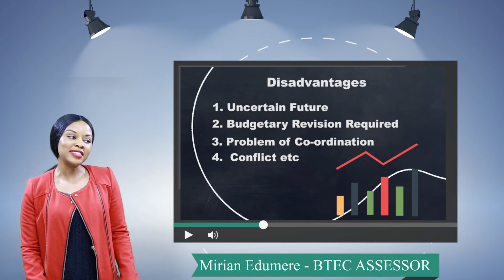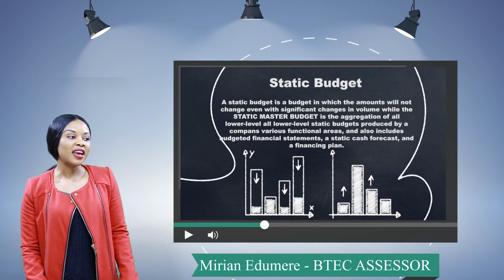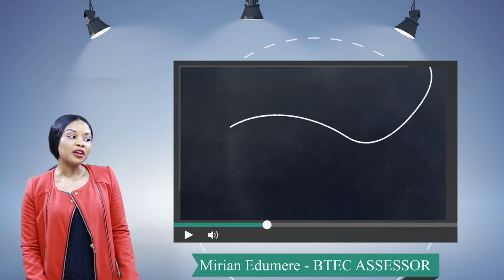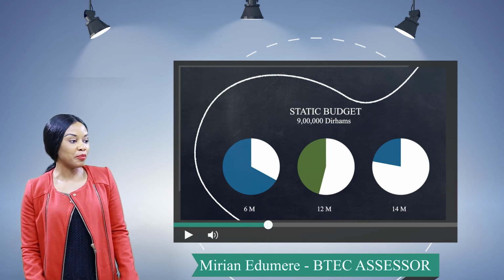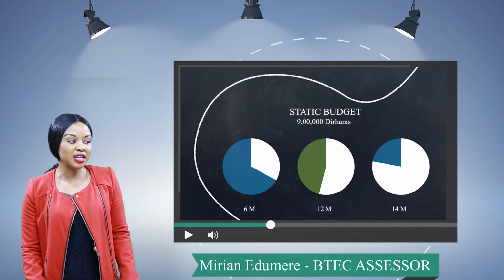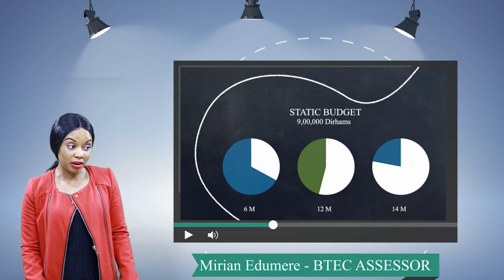Then go on to define static budgets. The explanation is on the board, and static master budgets. Use an illustration, like for me, I've used an illustration of Zara. Using Zara as a company, the annual budget is a static budget. If it's a static budget, example, that means the budget is like 900,000 dirhams. So regardless of whether the sales increase or not, regardless of whether the actual sales for the year is 6 million, 12 million, or 14 million, the static budget remains 900,000 dirhams.